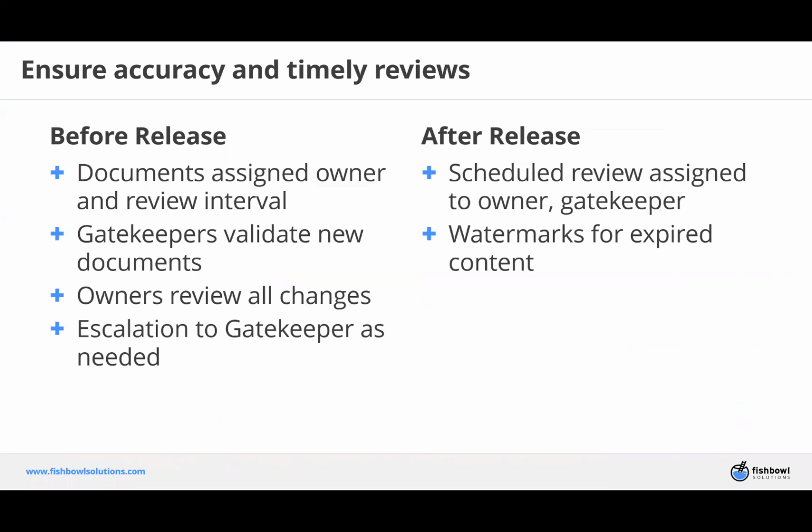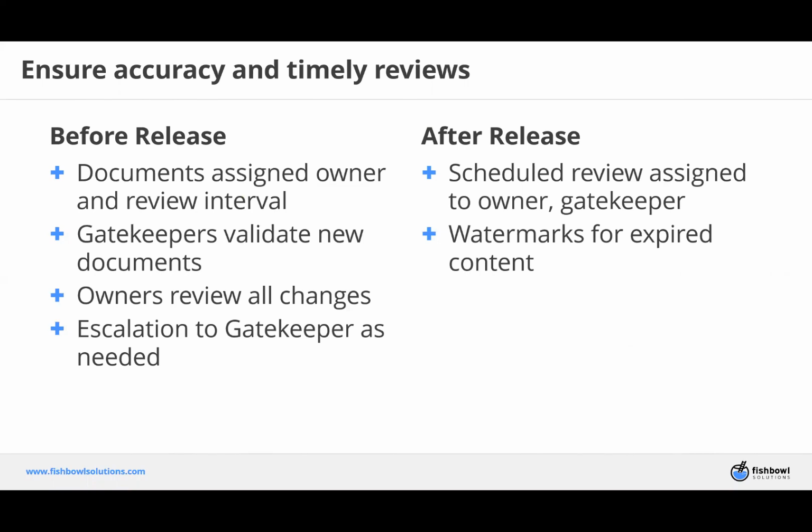The next topic we're going to look at is ensuring accuracy and timely reviews. So we put some controls in place to do this both before a document is released for general use and then also after it's released. So before it's released, if it's a brand new document, it goes to the assigned owner for review. And then there's also a gatekeeper in place to either handle documents that aren't reviewed in a timely fashion or are brand new to make sure that they are categorized appropriately.